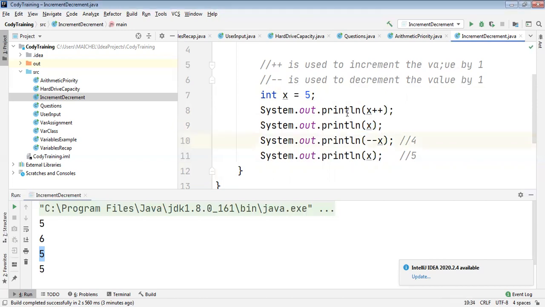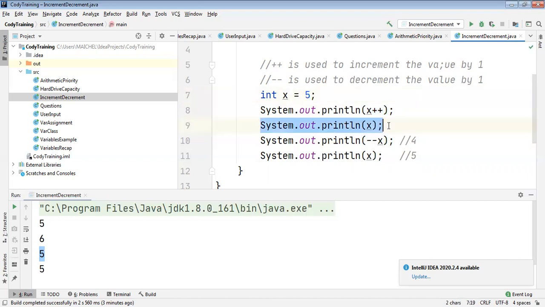On line number 10, it's subtract. Because here, this 5 is my initial value. But when I execute line number 6, this 5 has already changed. It became 6 here on line number 8. So the value of x here became 6, not 5.